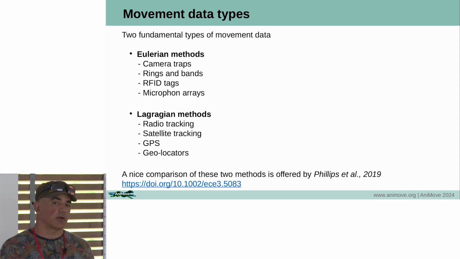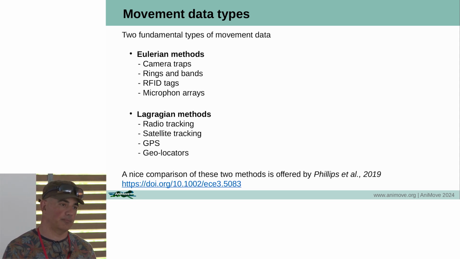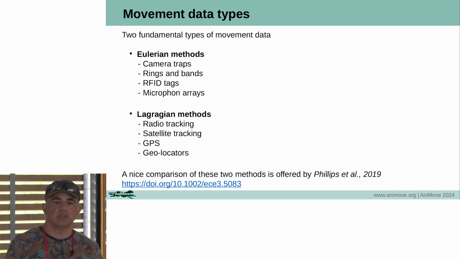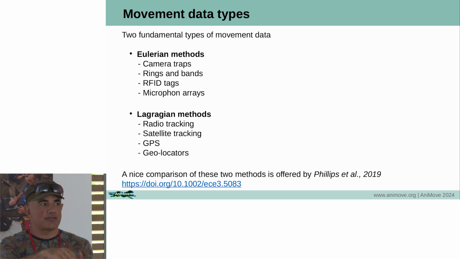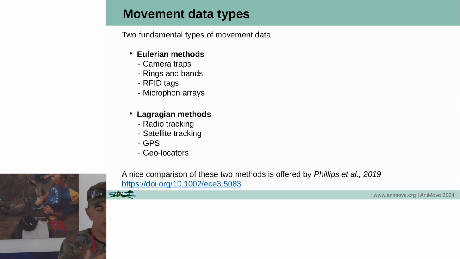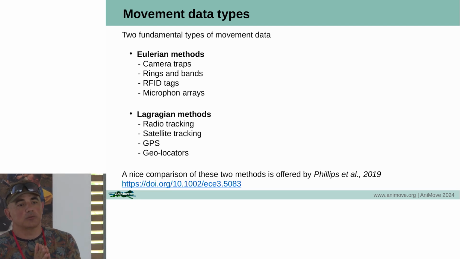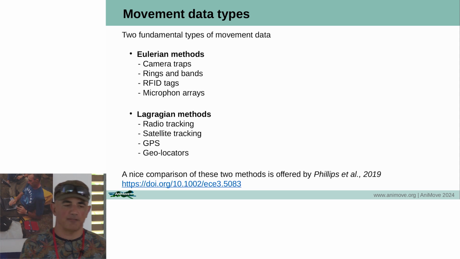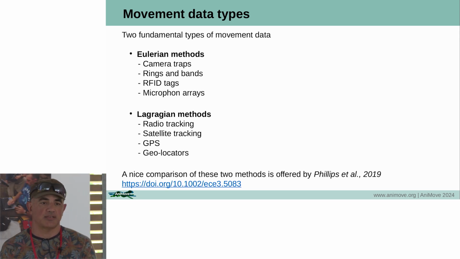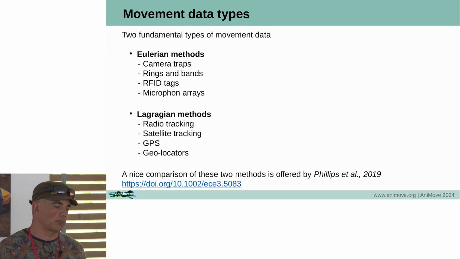Most of us, as far as I can remember from the speed dating, have collected Lagrangian movement data. Lagrangian methods are the methods where we put a device on an animal, and this device remains with the animal and provides us continuous, or almost continuous, information on its position. Because it is attached to an animal, it is equal to the position of the animal. Radio tracks, sorry, satellite tracking, GPS, or geolocators: anything that is attached to the animal and provides us positional information is a Lagrangian method.